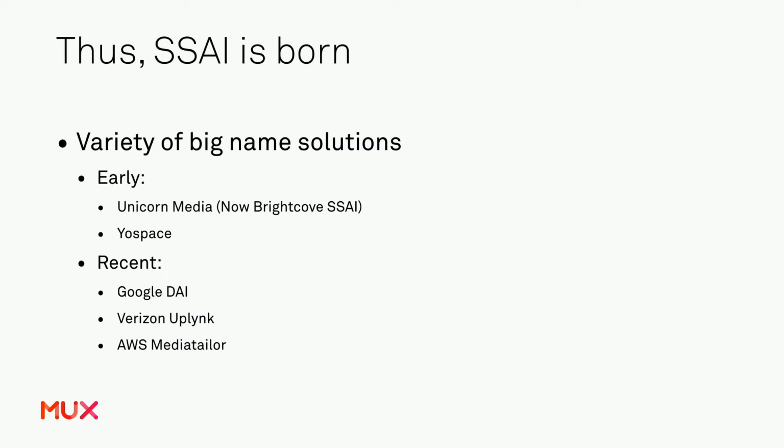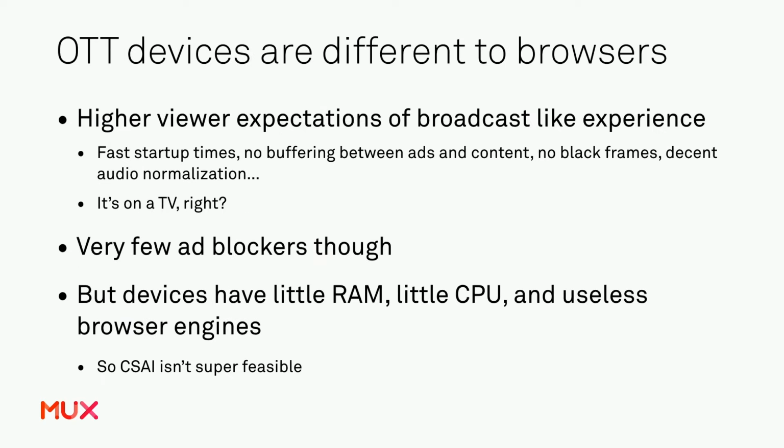SSAI was kind of sold as this solution for ad blockers initially, right? Kind of some of the early products were kind of Unicorn Media, YoSpace, still around obviously, both been through now acquisitions, kind of more recent platforms like Google DAI, Uplynk, MediaTailor, those sorts of platforms.